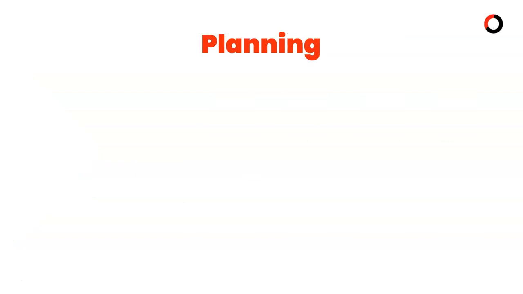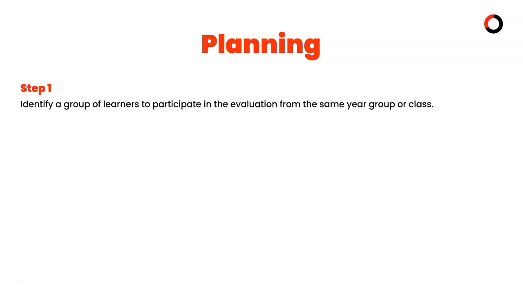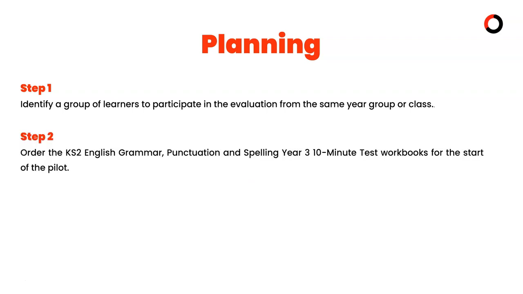So let's look at this from a step-by-step approach to setting this up in your school. Step 1. Identify a group of learners to participate in the evaluation from the same year group or class. Step 2. Order the Key Stage 2 Grammar, Punctuation and Spelling Year 3 10-minute test workbooks for the start of the pilot. In the initial pilot phase, as part of this program, we will be ordering these in, so please contact us to see if you can get this.